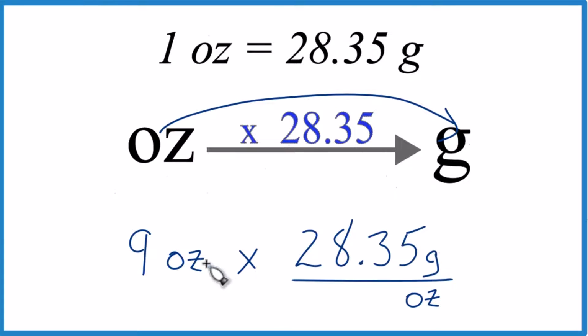This way, when we multiply, ounces on the top and the bottom cancel out, and we're left with grams. That's what we're looking for. So we know we did it right.